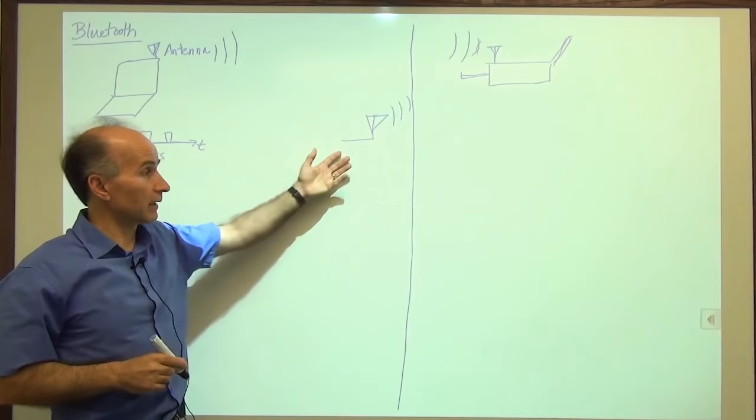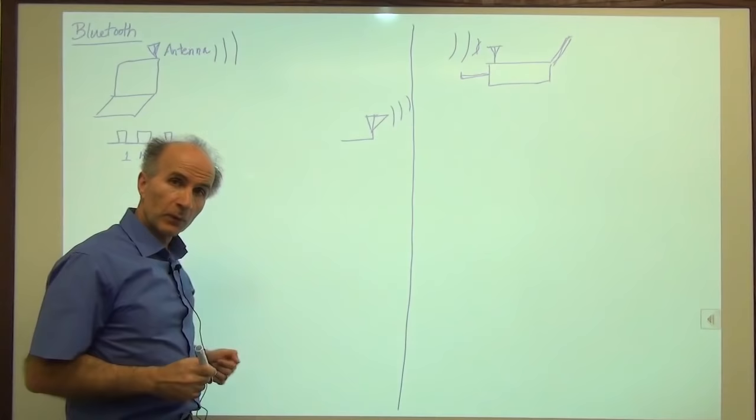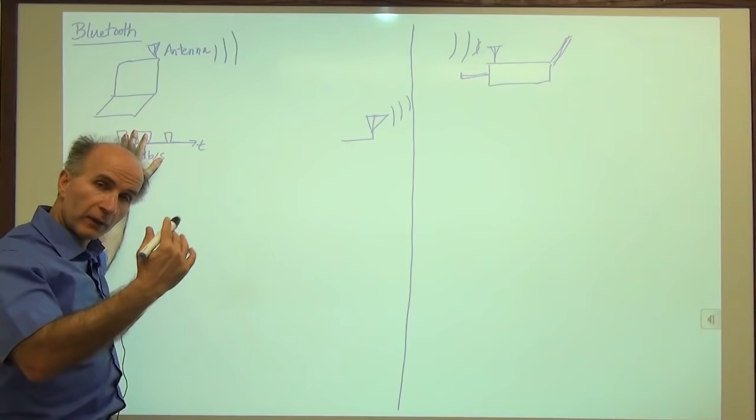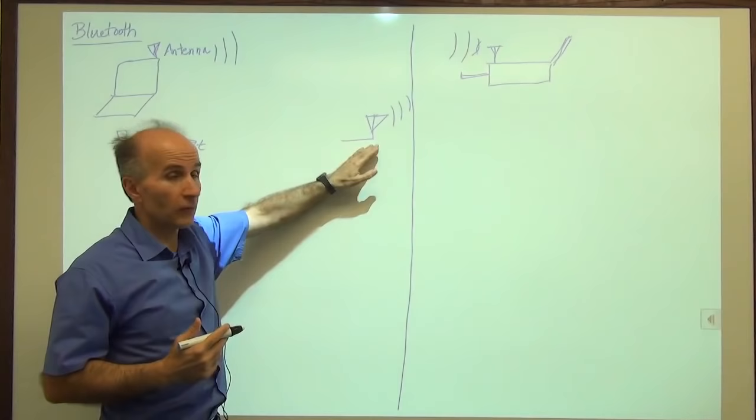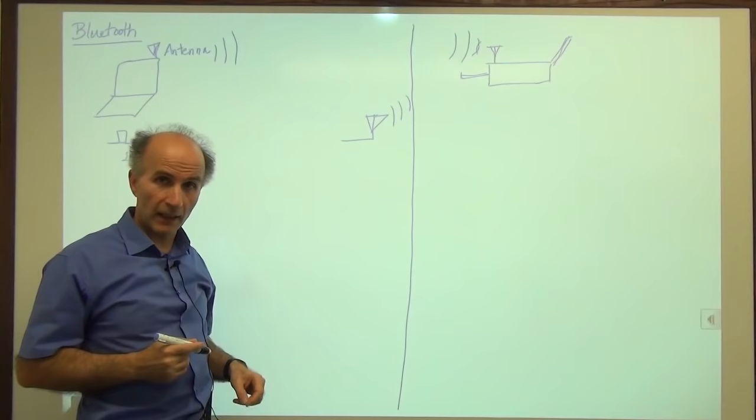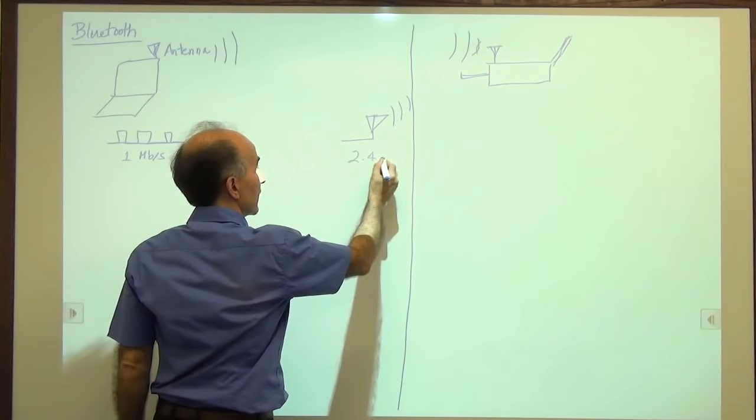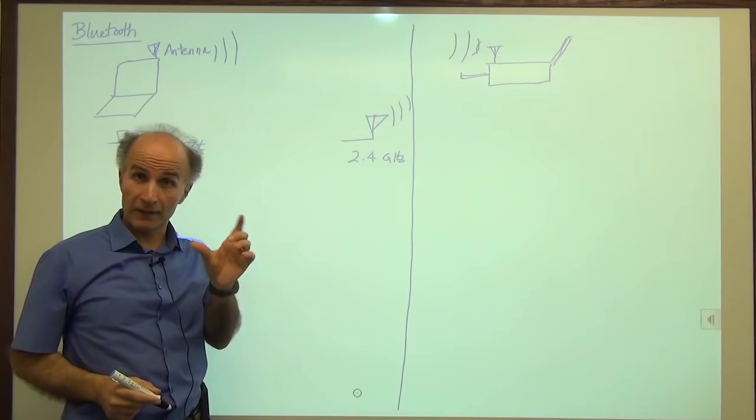All right, so somehow we have to go from this data, which has only relatively low frequency components in it, to some high frequency that is friendly to this antenna. In Bluetooth, the frequency that goes here is about 2.4 gigahertz. So it's a very high frequency. That's good because the antenna doesn't have to be very large. In fact, in typical Bluetooth devices, you may not even see the antenna. It's a small component inside the device.